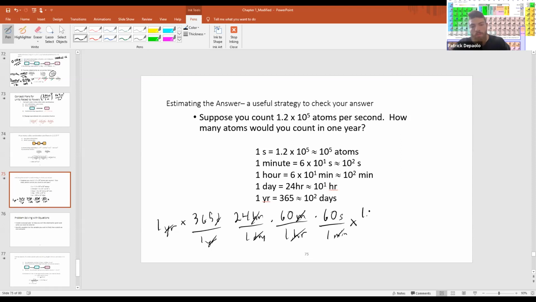Times 1.2 times 10 to the 5th atoms per 1 second. Multiply all that together and you get a number. Let's see, I'm going to do it on my phone. 365 times 24 times 60 times 60 times 1.2 times 10 to the 5th. I got 3.78 times 10 to the 12. Okay, cool.